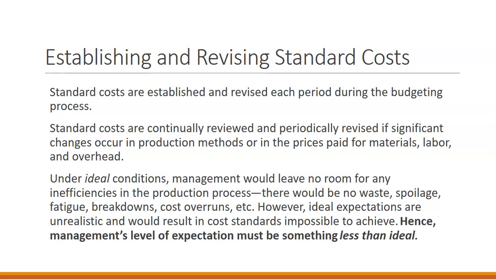So our level of expectation has to be something less than ideal. We have to choose a realistic capacity. So that's why, instead of saying ideal conditions, we generally say normal conditions. Like, what is our normal capacity? Not what is the amount of capacity we have available to us, but what is our actual normal level of production.